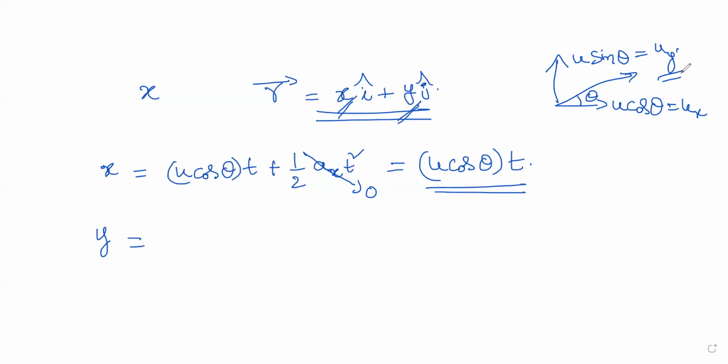This is a little bit advanced concept at the JEE level. Now NEET is also asking this level of questions. So this is u sin theta times t minus, since gravity is in the downward direction, half g t square. This is how you get the y displacement.